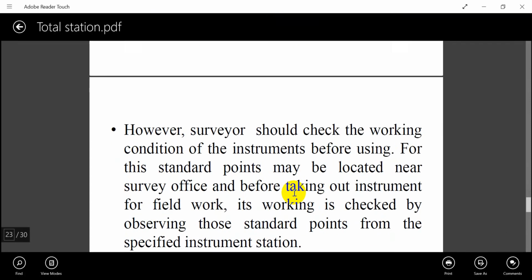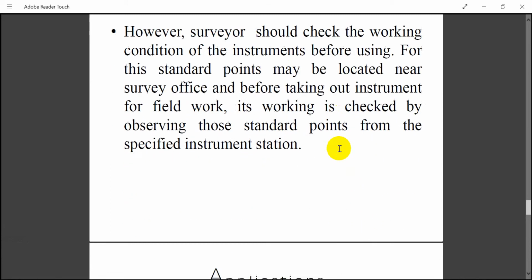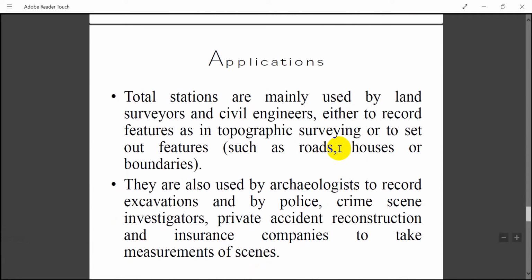It will give very accurate measurements within a small time. However, the surveyor should check the working condition of the instruments before use. Okay, so that's it. Now, the applications.